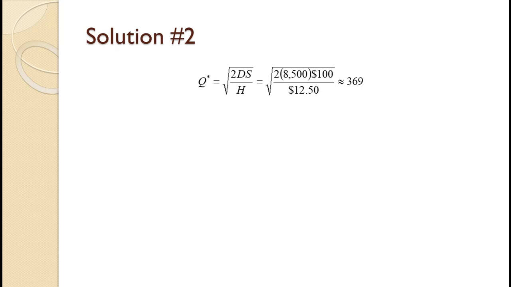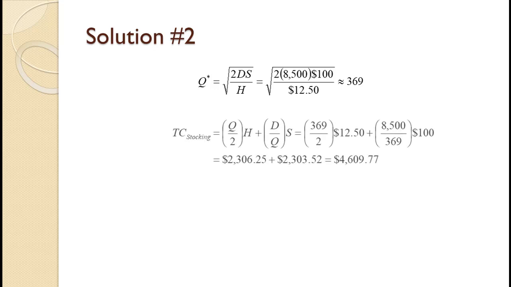Plugging in the annual demand of 8,500, the order cost of $100, and the holding cost of $12.50 gives us an order quantity of 368.78. We round this value to 369. Plugging in the order quantity of 369 and the holding cost of $12.50 gives us an annual holding cost of $2,306.25. Plugging in the order quantity of 369 and the order cost of $100 gives us annual order cost of $2,303.52.